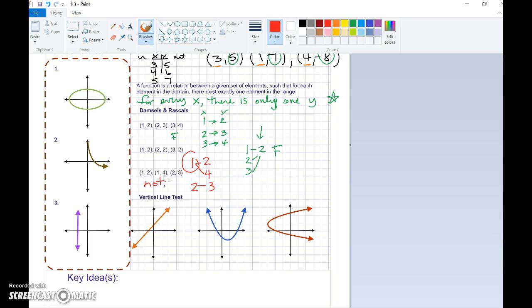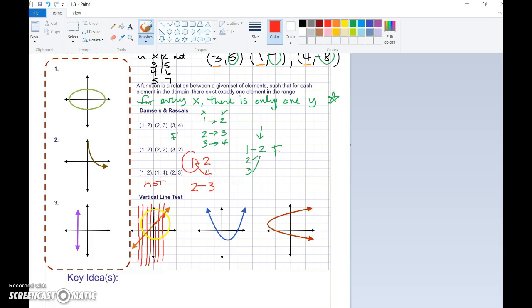So that's one way to look at functions. Always remember that for every x, there is only one y. But you can also look at the graphs of relations and decide if they're functions using the vertical line test. So here's an example. Here I have a graph of a line, this orange line. If I start drawing vertical lines through, what should happen is that my vertical lines should only cross that orange line, my function, once.